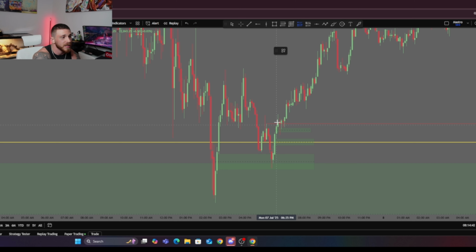Here would be a perfect example for an entry. So we'd put entry here, and then we'd put our stop loss from where the fair value gap was created. So we actually have two fair value gaps. We have this fair value gap and we have this fair value gap. So I would most likely, again, we're not going to go over stop loss and take profits, put it under where this fair value gap's low is, right here.